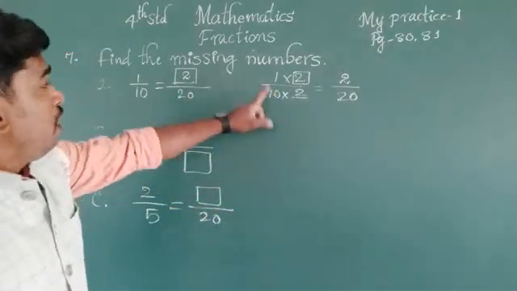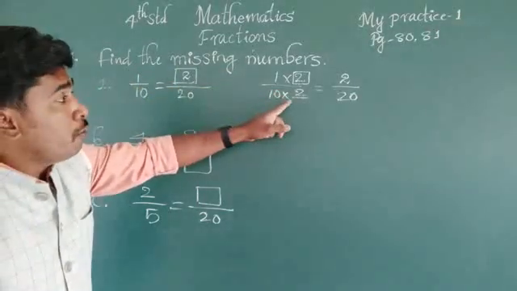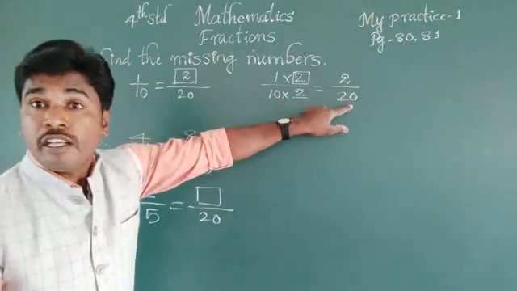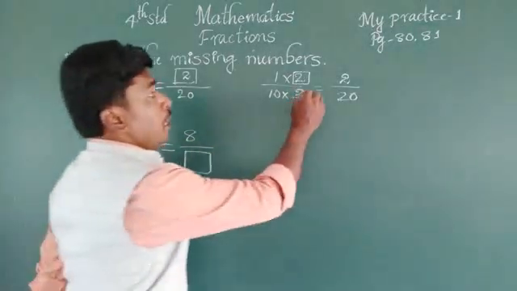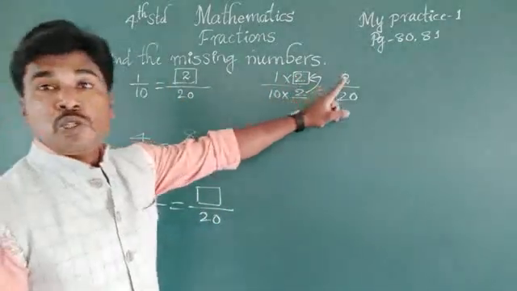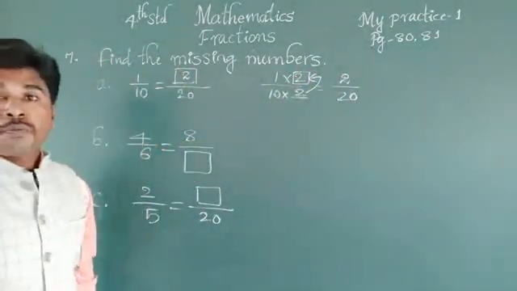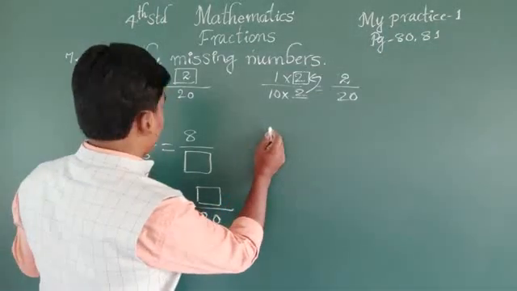So first you take the same number, 1 by 10. For what number do you multiply here to get 20? It is 2. With the same number, you multiply here also. So 2 into 1 becomes 2. So here you write 2. In the same way you can do the second one. That is the second question.